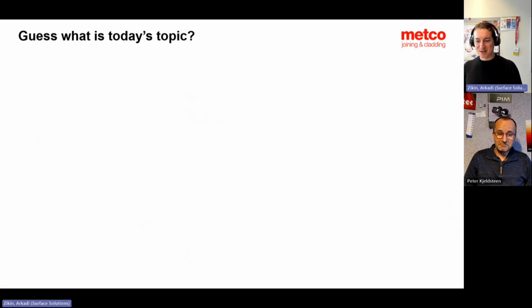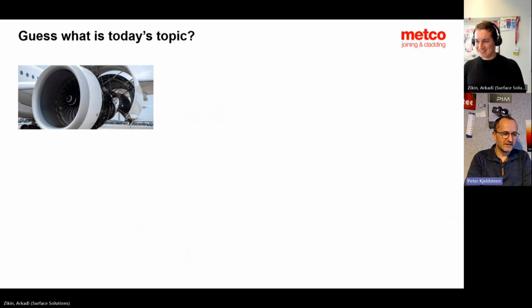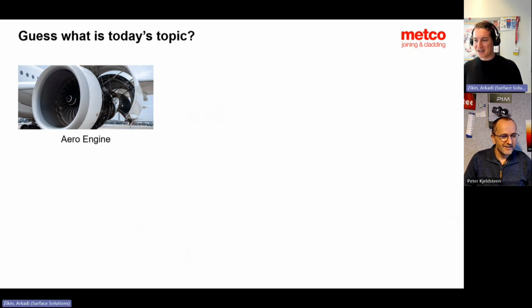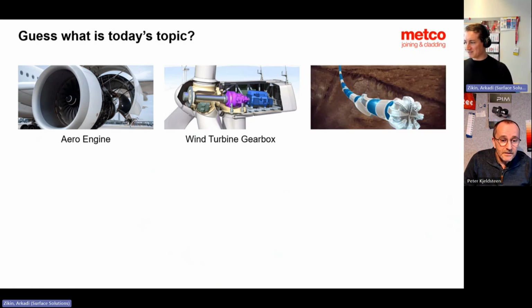And for this, I have some, let's say, starting points. What do you see on this picture? A jet plane, a jet motor. Correct, an aero engine or jet plane engine. So, what do you see on this photo? A wind turbine. If we go closer, it's a gearbox of a wind turbine. So we see a cross section here inside. Yeah, it's a gearbox.